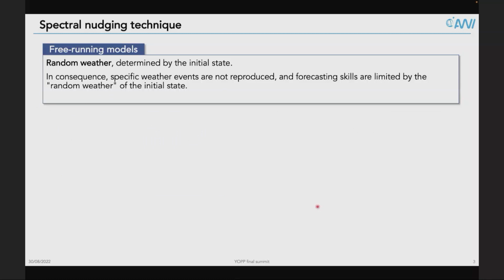So in free-running models, the weather is random and essentially determined by the initial state. And so in consequence, of course, we do not reproduce specific weather events. We do not reproduce the observed weather. And in a sense, the forecasting skill is quite limited by that random weather.